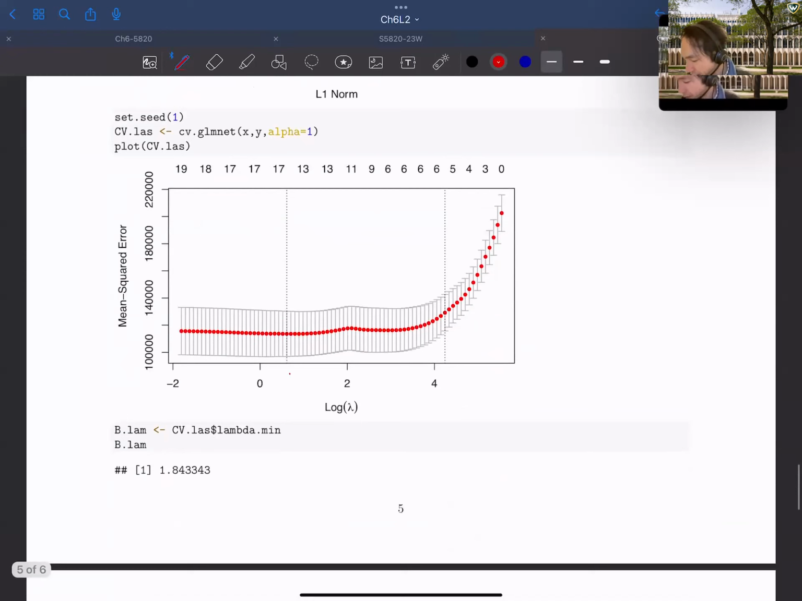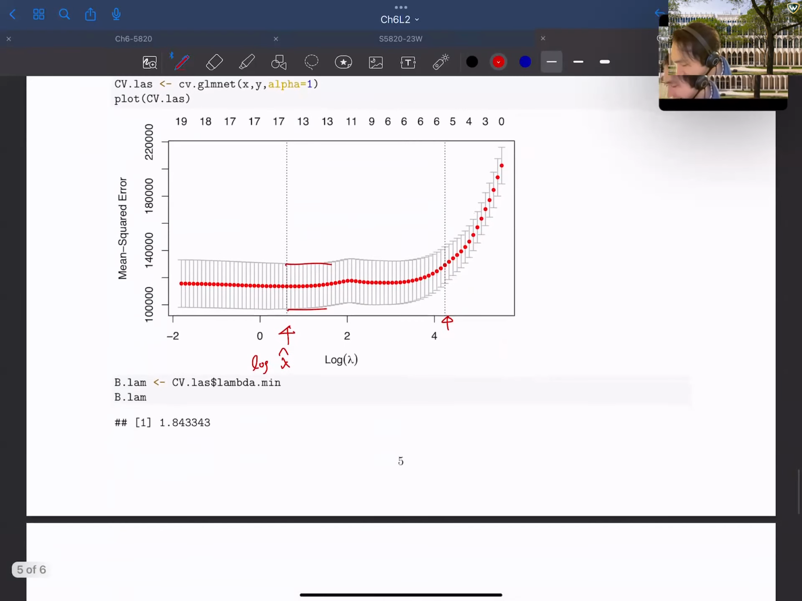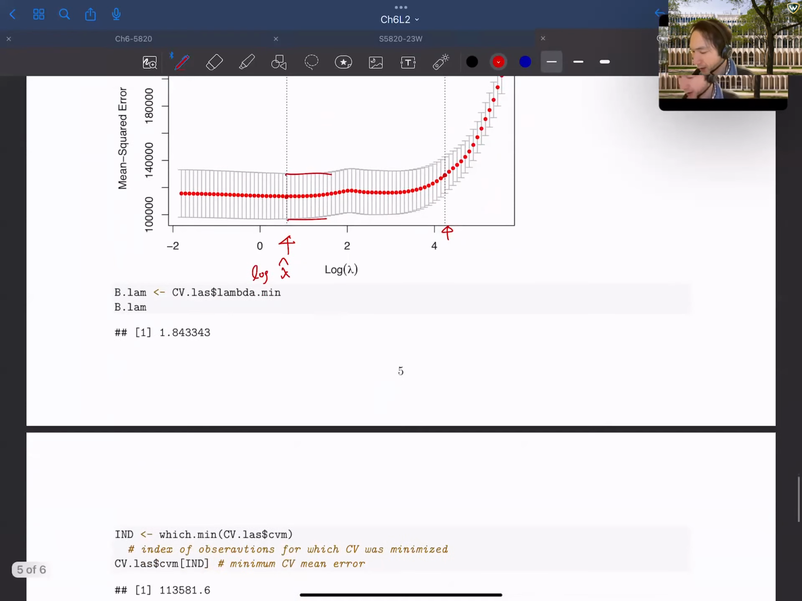So this is again the same one. This is the best lambda, so the log of lambda hat, and this is the maximum lambda hat which is within one standard deviation of the best log of lambda hat. So this is the lambda which gives an MSE at least within one standard deviation of the best MSE. And here the best lambda is 1.84, and the log of 1.84 is about 0.62.